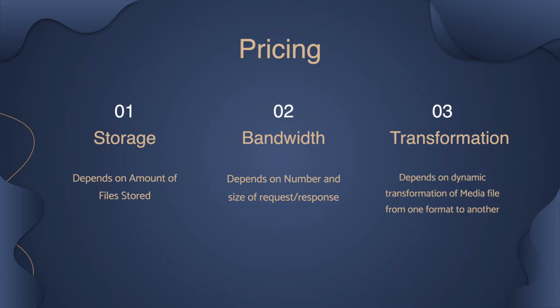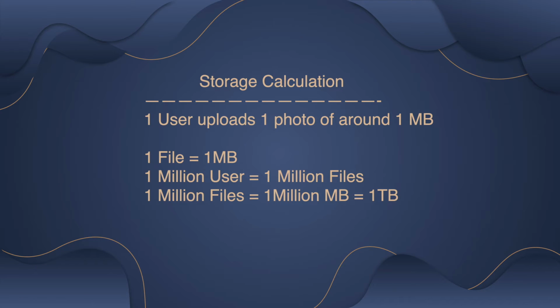Transformation defines the dynamic transform or change of any media file from one format to another format. For example, conversion of PNG to JPG on the fly. So storage calculation, let's say one user uploads one photo of around 1 MB. So here we are saying that one file is 1 MB and we have 1 million users. That means 1 million files, which is 1 million MB or 1 TB.